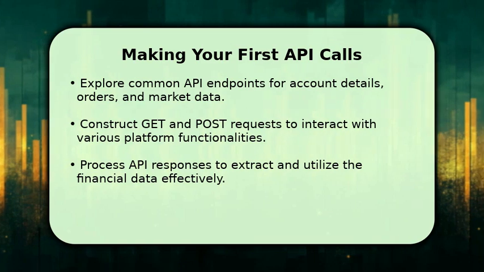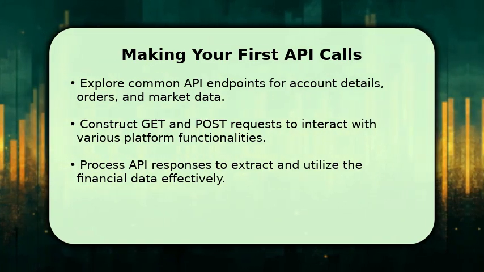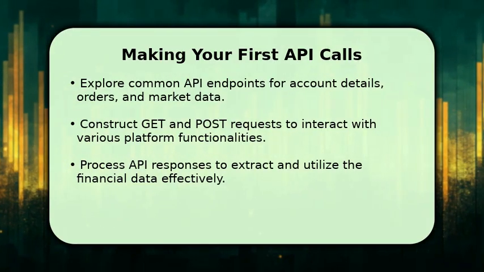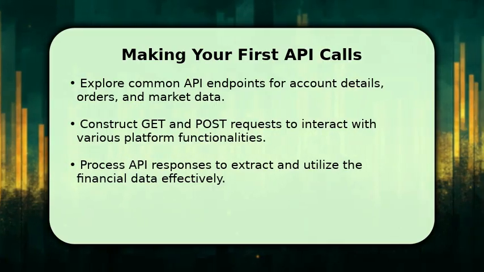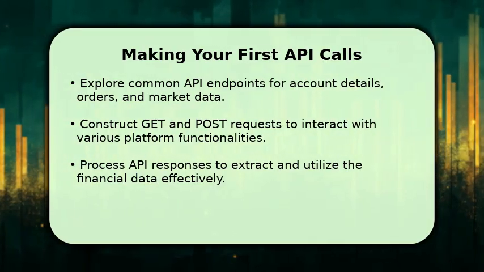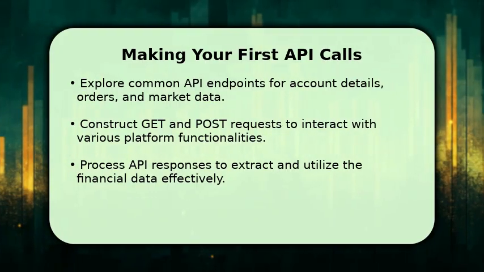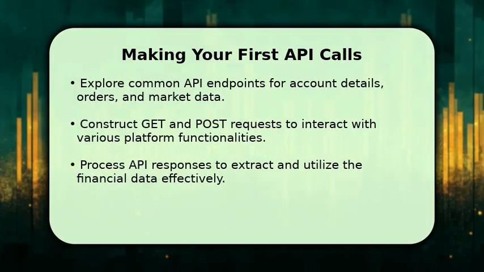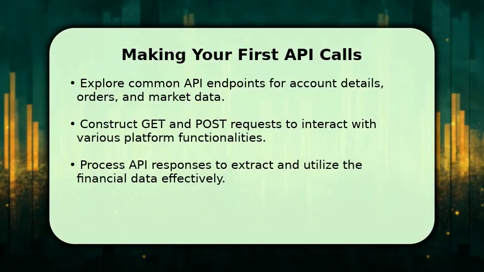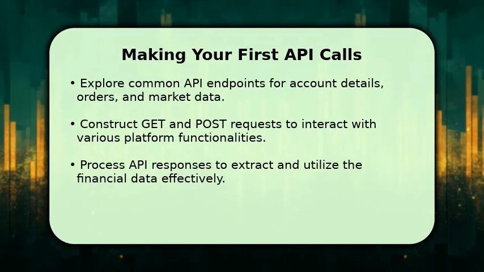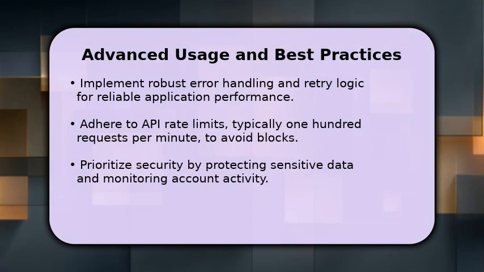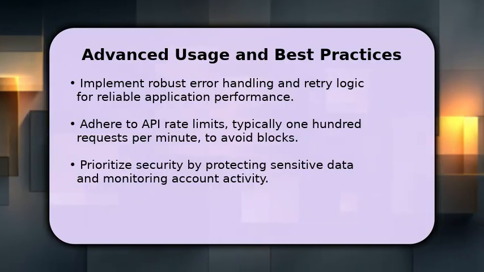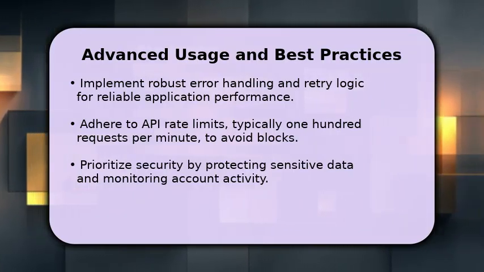The Robinhood API offers various endpoints to access information like your account balance, current positions, and historical market data. You will use standard HTTP methods, such as GET for retrieving data and POST for actions like placing orders. After making a request, you will receive a JSON response that you can parse to extract the specific financial data needed for your applications. For advanced usage, implement comprehensive error handling and retry mechanisms to ensure your application remains robust.